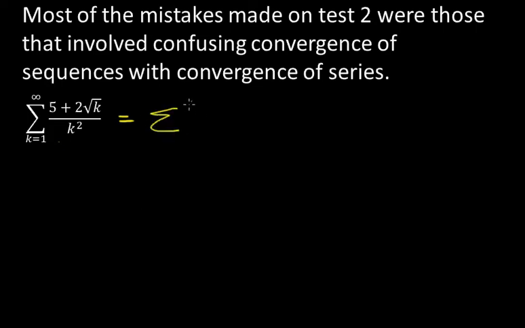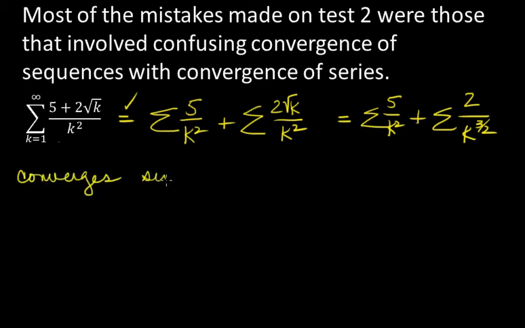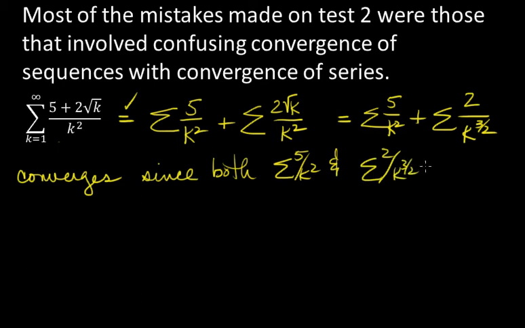If you split this up into sigma 5 over k squared plus sigma 2 times the square root of k over k squared, you can do this. This is okay to put the equal sign there because both of these series converge. That's equal to sigma 5 over k squared plus sigma 2 over k to the 3 halves. So we can say this, which is equal to this, converges. In other words, the series converges because both sigma 5 over k squared and sigma 2 over k to the 3 halves converge. They both are p series with p greater than 1. So that was the simplest way to look at that.